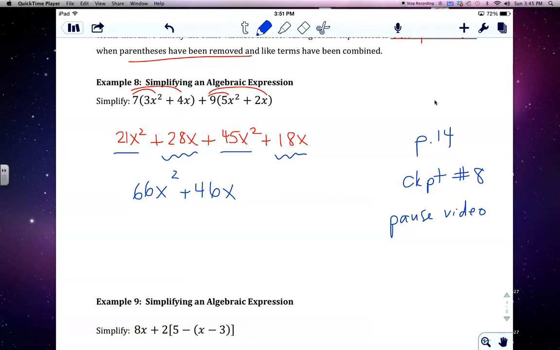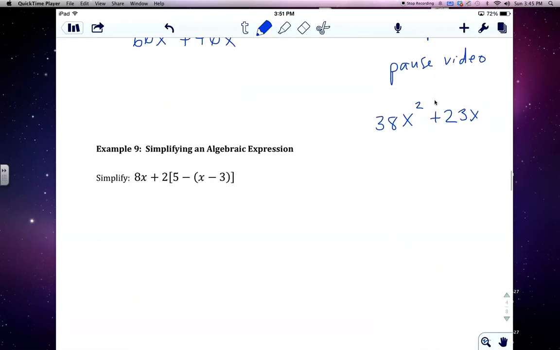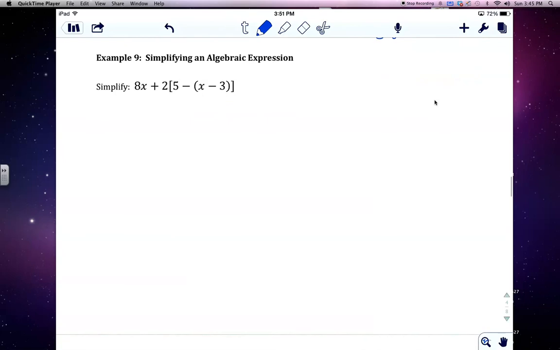And the answer is 38x squared plus 23x. Okay. Hopefully you tried that one out. And I think it's really good for you to practice these examples on your own so you can be ready for your homework. Okay, example 9, simplifying an algebraic expression.